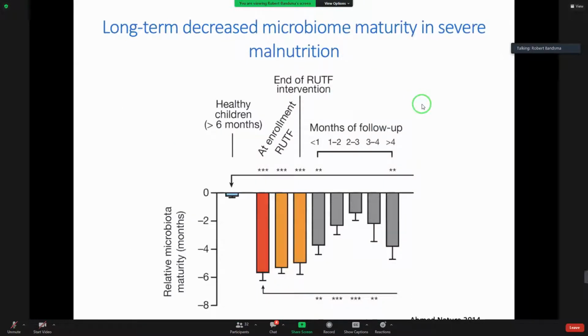So this is a follow-up study, or a study in a slightly different population in Bangladesh. This is in a slum area where they also followed up children and gave them RUTF, that same diet, to help them grow faster. You can see here also that the microbiome had a relative immaturity compared to healthy children, which you can see here in the blue. Then it improved with treatments, but again, over time it regressed back. So it wasn't permanent, that change.